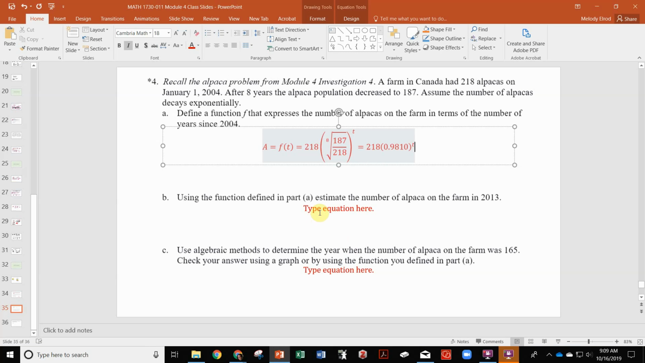Part B says use the function that you defined to estimate the number of alpaca on the farm in 2013. Well, if I take this function, in fact, let's just take the approximated one just for right now. There's a lot of things that we can do to keep exact values. I'm not worried about that right now this second. They're saying, what is the population in 2013, right? So 2013 is how long after 2004? Well, it's 9 years after. So I'm going to call this f of 9, and I'm going to find f of 9 by just plugging that in. And so let's find that.